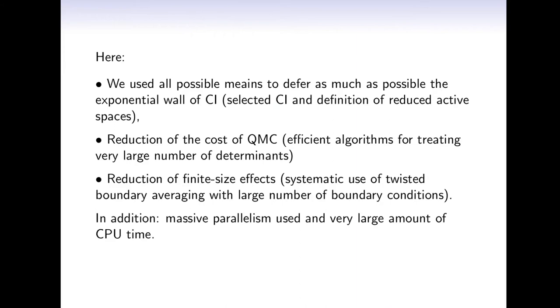We have a huge reduction of the cost of QMC using efficient and clever algorithms, not by me, but mostly by Anthony, for treating a very large number of determinants, because here we are talking about millions of determinants. And the reduction of finite size effect is very important in order to look at the thermodynamic limit. So a systematic use of twisted boundary averaging with a very large number of boundary conditions. In addition, we have a massive parallelism, which is a nice thing to do in QMC.